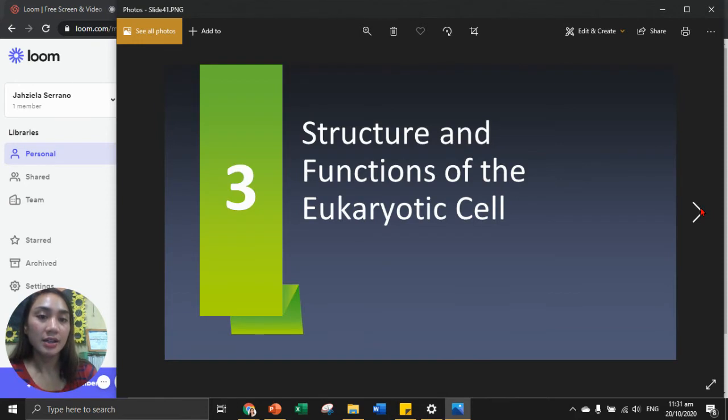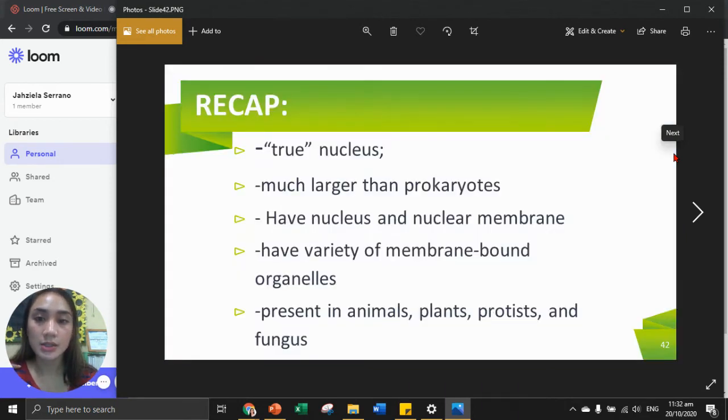Okay, so now we move on to our eukaryotic cell. We are now familiar with the prokaryotic cell, which doesn't have a nucleus and has no membrane-bound organelles. Now we talk about the eukaryotic cell, which is much, much larger than a prokaryotic cell. Let's have a recap, as I said earlier: it has a true nucleus and nuclear membrane-bound organelles. The organisms that have eukaryotic cells are animals, plants, protists, and fungi.